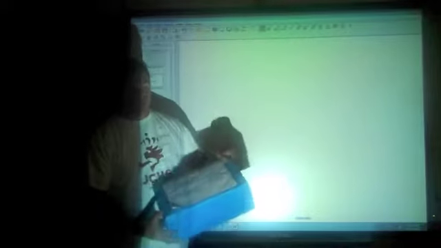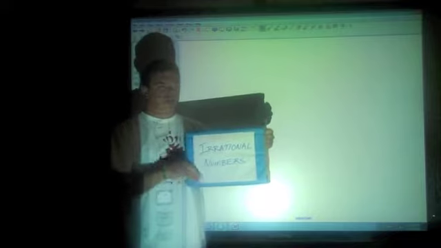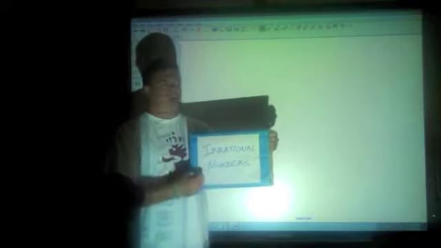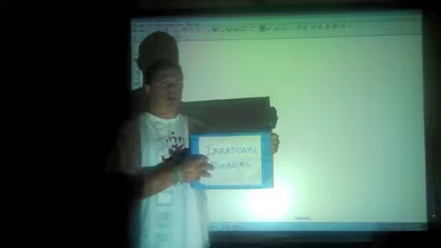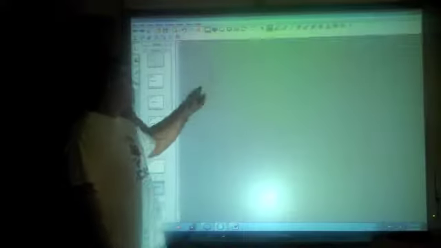Numbers we call irrational numbers would be numbers like pi that continue on forever and never have a pattern repeating to them. We can find no ending. We can approximate where they go on a number line, but we can't be exact.